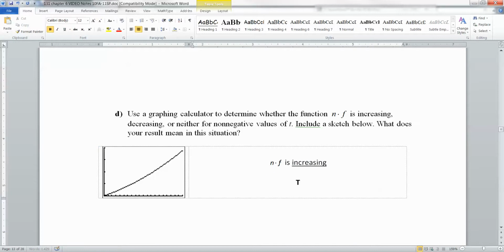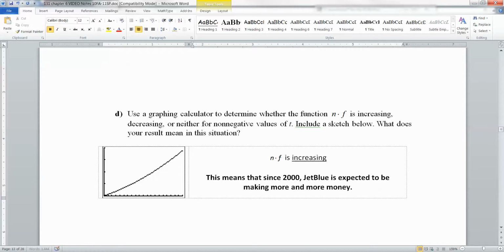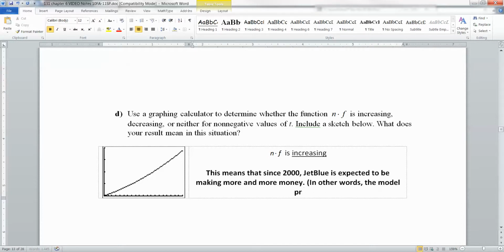Now, what does that mean? This means that over time, or since 2000, the money, it's called the revenue, the money JetBlue makes. So let's put it this way. JetBlue is expected to be making more and more money, right? In other words, the model predicts that JetBlue has increasing revenue. It's going up.